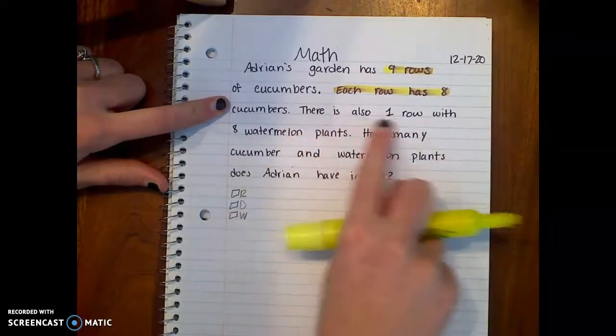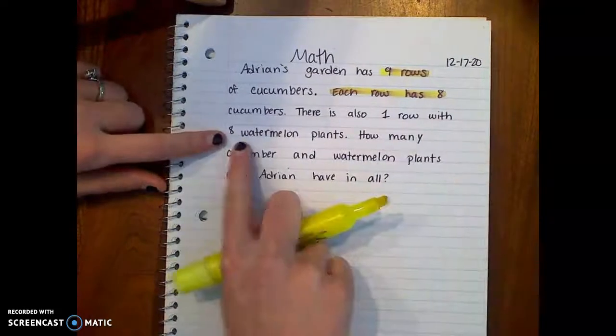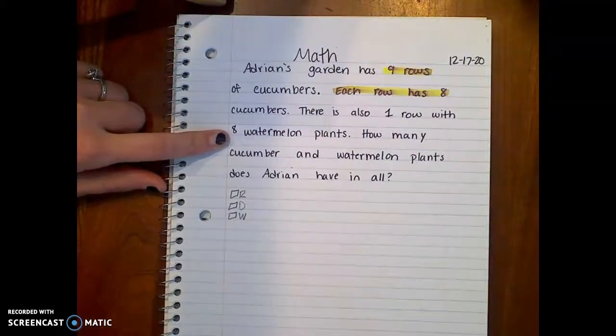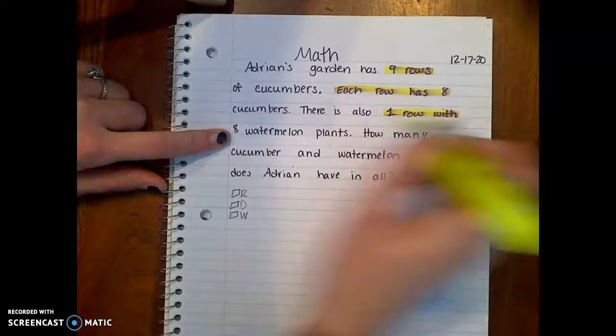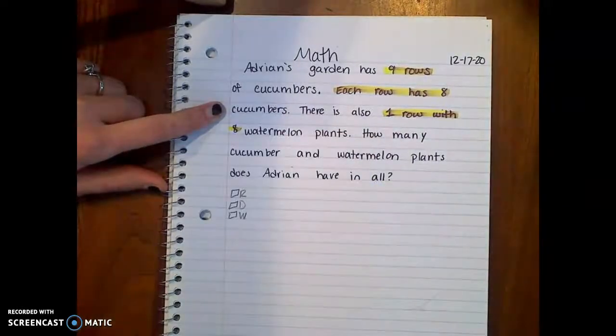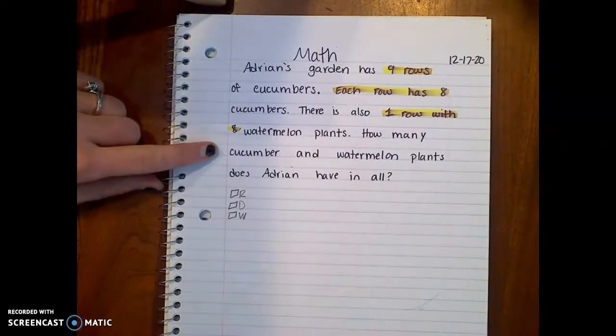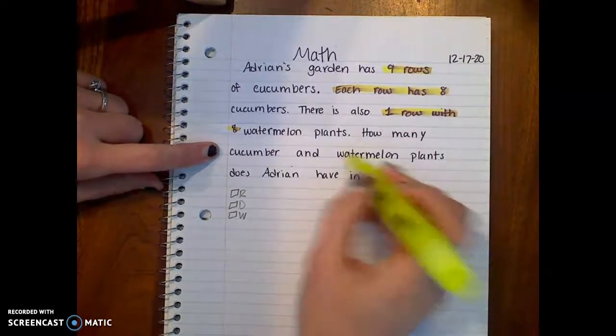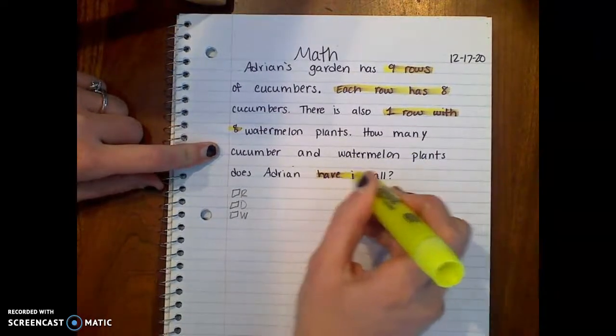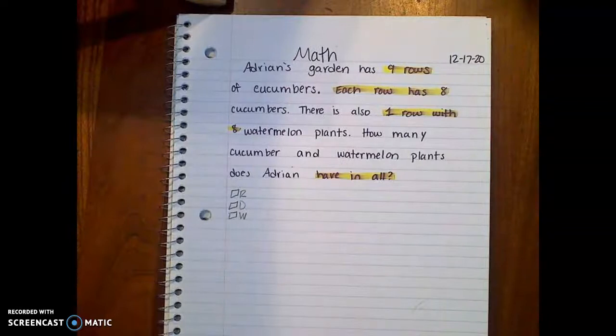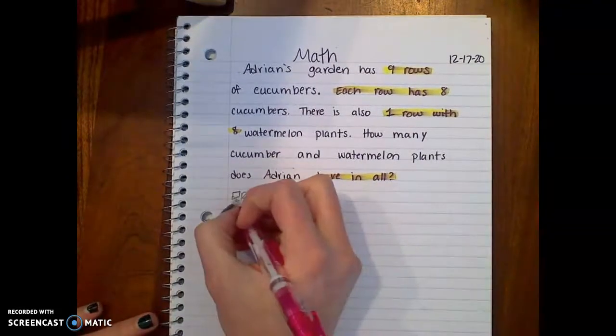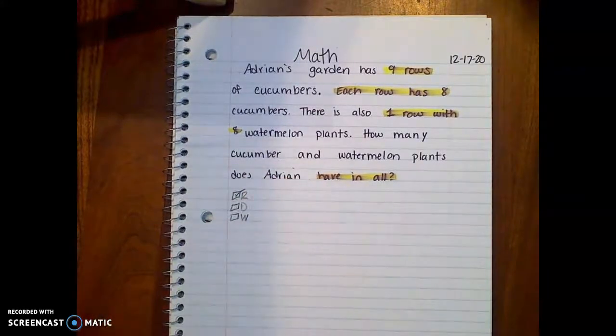There is also 1 row with 8 watermelon plants. Ooh, interesting. 1 row with 8. How many cucumber and watermelon plants does Adrian have in all? Highlighting in all so I know what I'm trying to find. So now that I've read that like a reader and a mathematician, I can go ahead and check off my read it like a reader and a mathematician box. Now it's time to do my drawing.